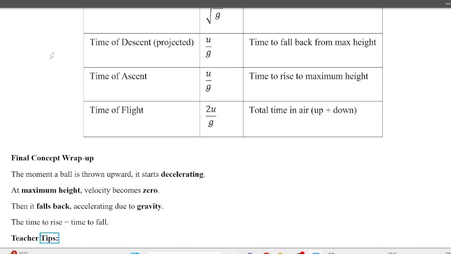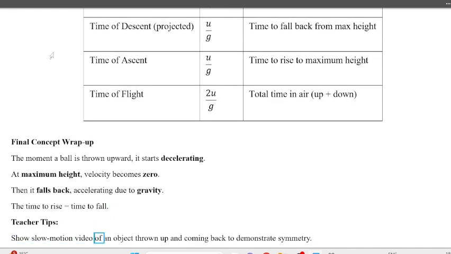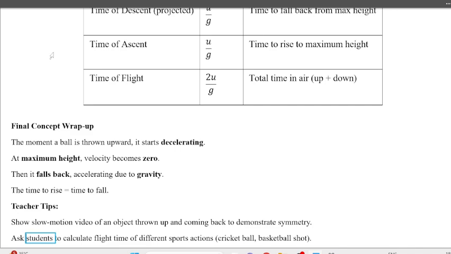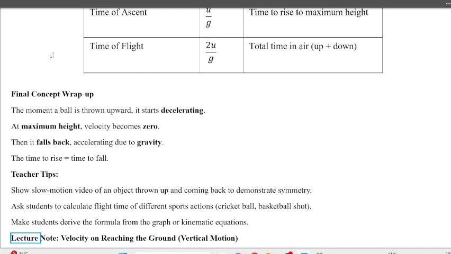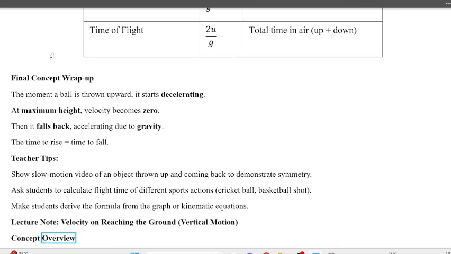Teacher tips. Show a slow motion video of an object thrown up and coming back to demonstrate symmetry. Ask students to calculate the flight time of different sports actions: a cricket ball, a basketball shot. Make students derive the formula from the graph or kinematic equations. Lecture note: velocity on reaching the ground, vertical motion concept overview.